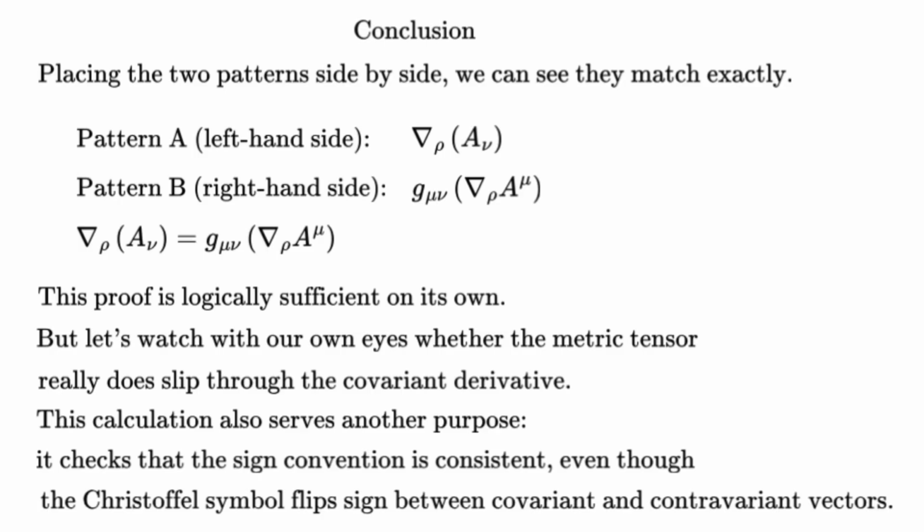Conclusion: placing the two patterns side by side, we can see they match exactly. This proof is logically sufficient on its own. But let's watch with our own eyes whether the metric tensor really does slip through the covariant derivative. This calculation also serves another purpose. It checks that the sign convention is consistent, even though the Christoffel symbol flips sign between covariant and contravariant vectors.